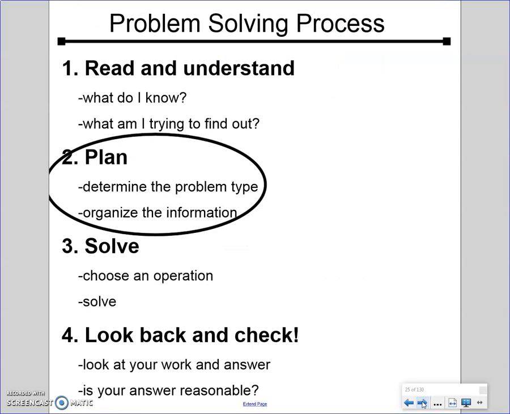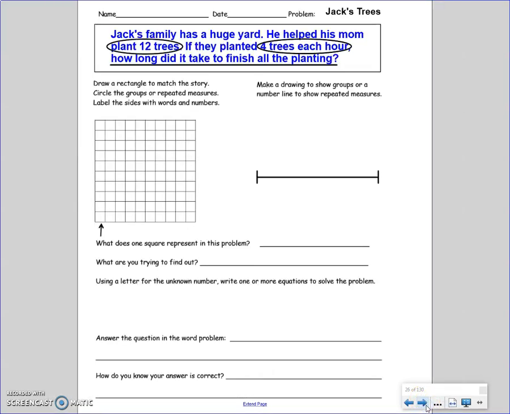We're ready for step 2. We're going to determine the problem type, although today we know it's repeated subtraction, and we're going to organize the information. So we're going to draw a number line to represent this repeated subtraction problem. We're going to put the time, or how often it happened, the hours on the top, and we're going to put the action, trees planted, on the bottom. Since we know there were a total of 12 trees planted, we're going to go ahead and show all 12 trees on the bottom of the number line, like that.